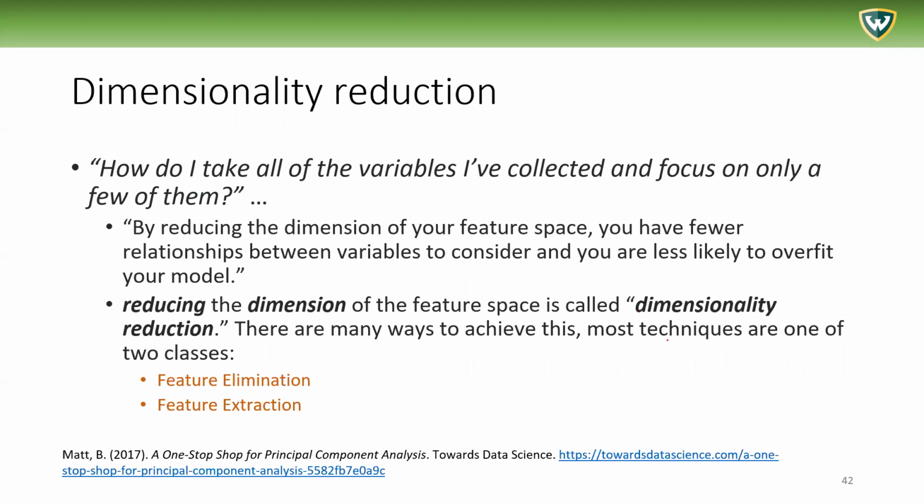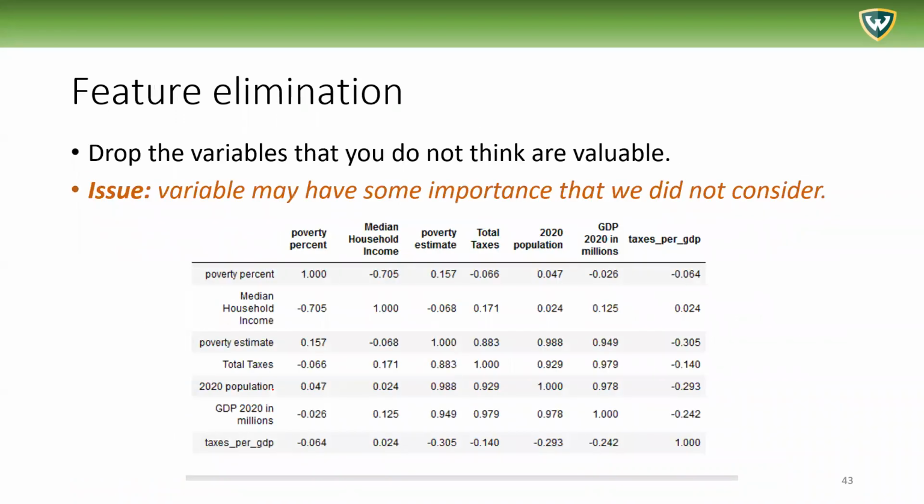There are many ways to achieve this, but most techniques are one of two classes: feature elimination and feature extraction. You can look into this from this article over here. The textbook takes a little bit of a different approach, but I think this one is simpler, and we'll focus on these two broad approaches. Feature elimination, pretty straightforwardly, is dropping the variables that you do not think are valuable. An issue is that the variable may have some importance that we did not consider, because you're dropping it completely, so you're not using that feature and can't learn from those measurements.